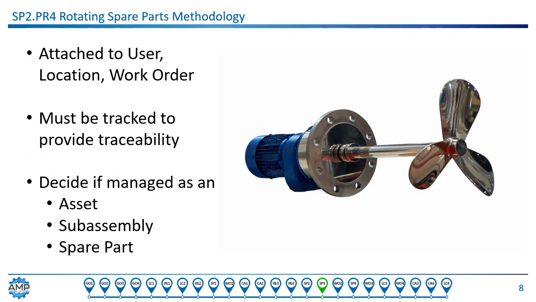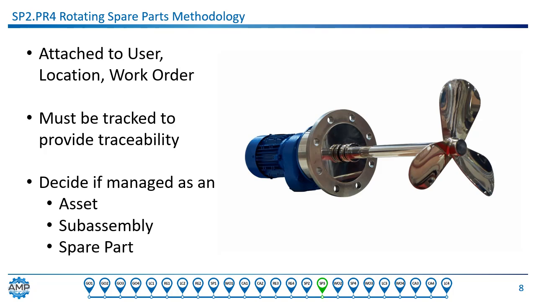Rotating spare parts require some rules to manage them correctly, but if you understand how we define asset, subassembly, and spare part, you shouldn't have any trouble with this. First of all, rotating spare parts could be just as correctly called rotating assets or rotating subassemblies. It really doesn't matter because rotating spare parts meet the defining criteria for all three classifications. Let's see why they are so special by examining the operational life cycle of a rotating spare part, using a process mixing tank agitator as an example.